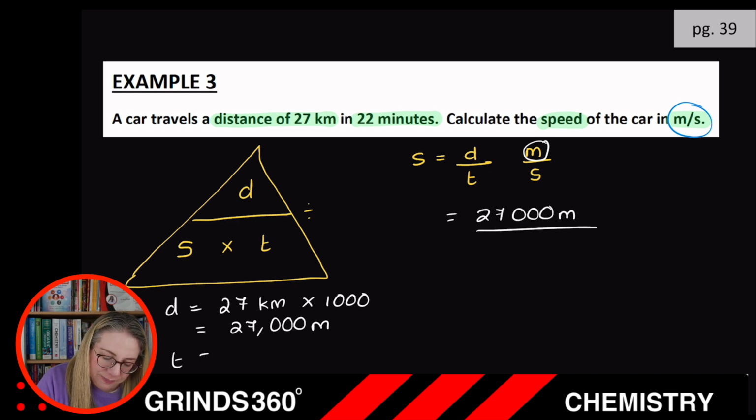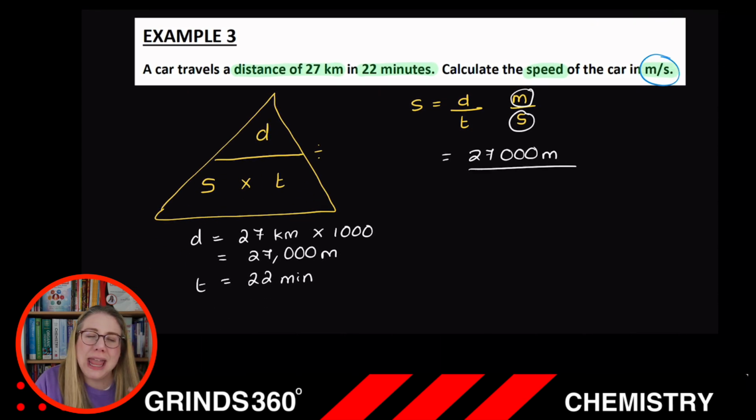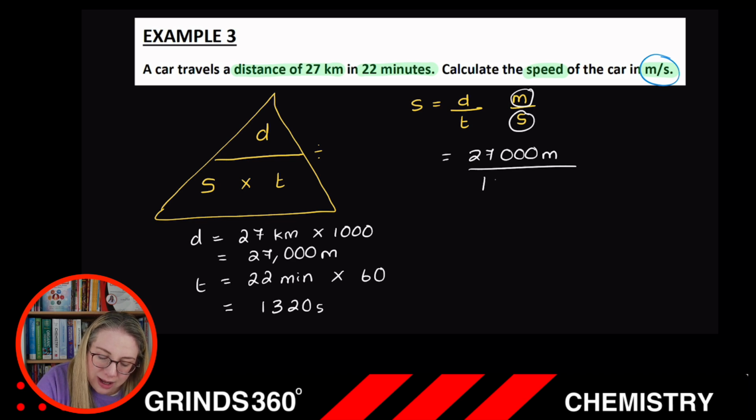Now we need the time. At the minute, it's 22 minutes, but we need the time to be in seconds. So we need to convert from minutes to seconds. How many seconds are there in a minute? There's 60 seconds. So we take our minutes and we multiply it by 60. And that's going to give me 1,320 seconds. So let me double check that on my calculator. Yes. Now we have our time in seconds, so we fill in 1,320 seconds.